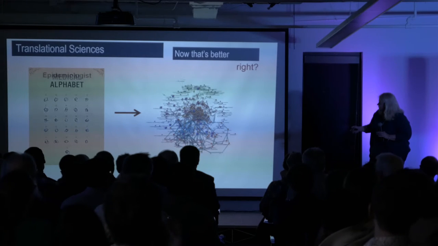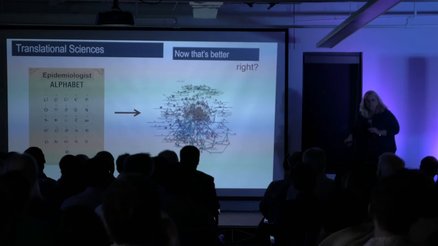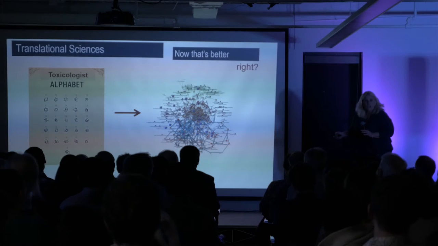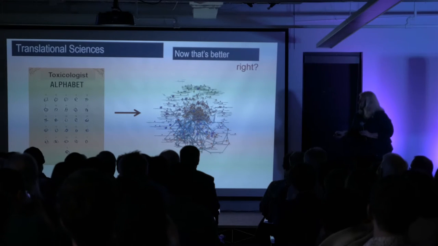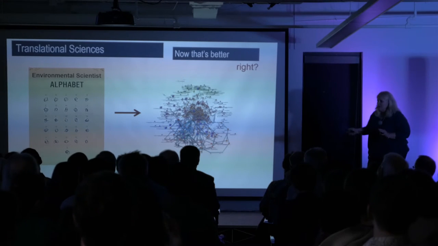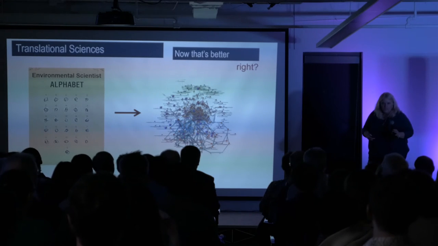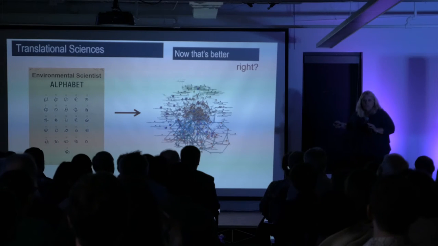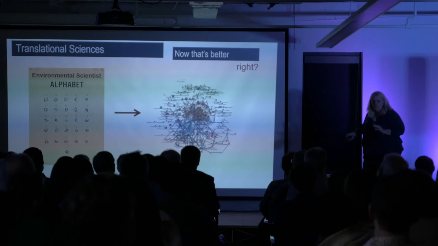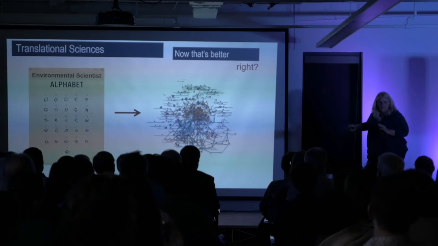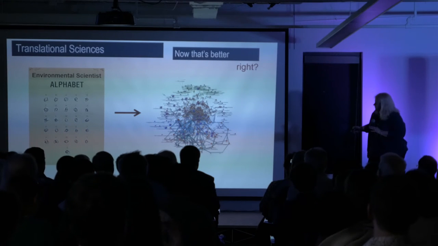We also work with epidemiologists. They have a similar alphabet. With toxicologists, about the same. With environmental scientists, about the same. And we go through the same process of deciphering this alphabet that they have and making study designs so that we can learn from our metabolomics profiling about disease, wellness, and exposure.